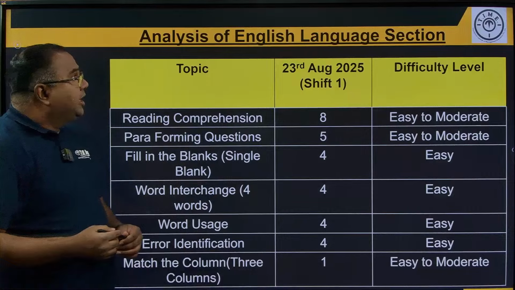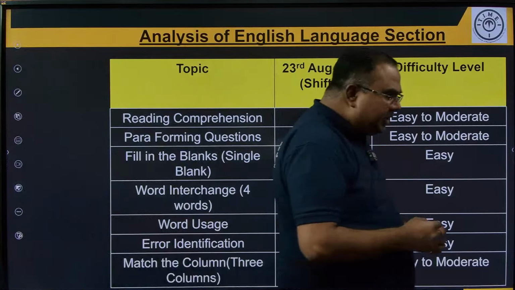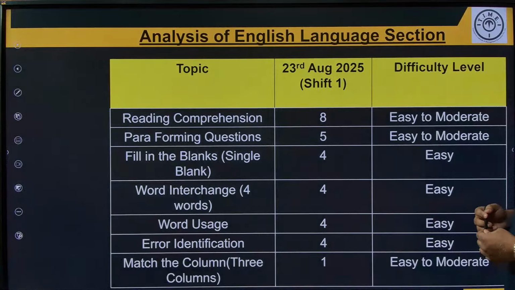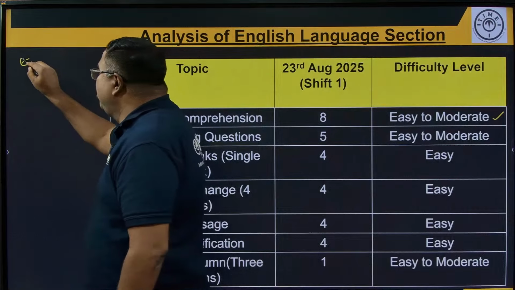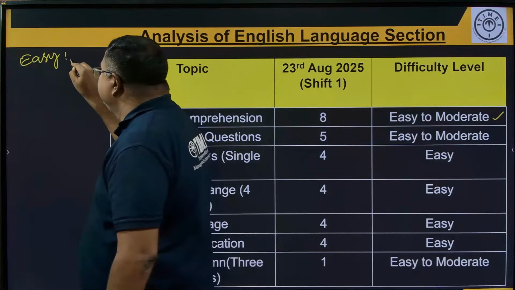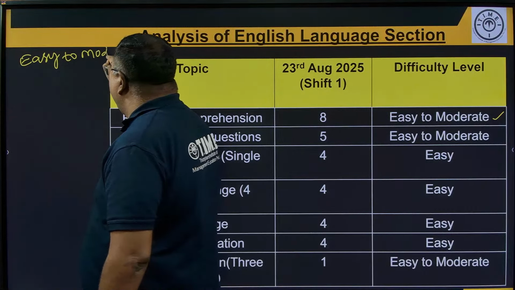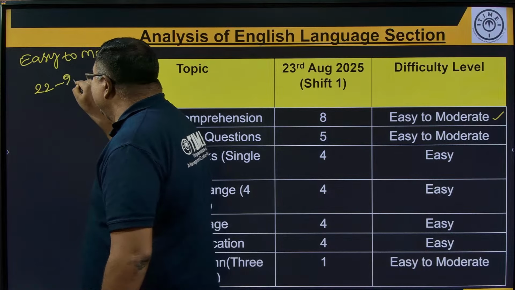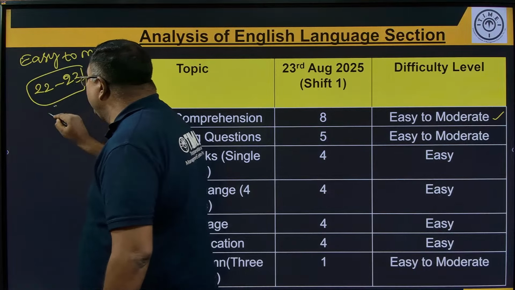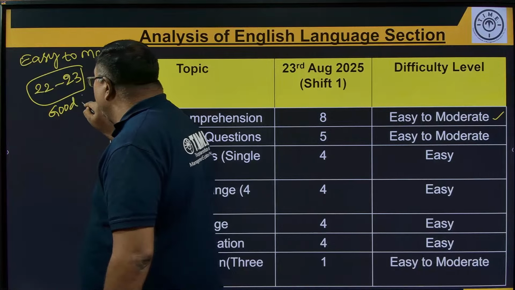Favorite section, English language. Right. Now you can see here, reading comprehension, 8 questions. We can classify this as easy to moderate. Overall, I can say English section is easy to moderate. And overall, 22 to 23 attempts were considered as a good number of attempts.